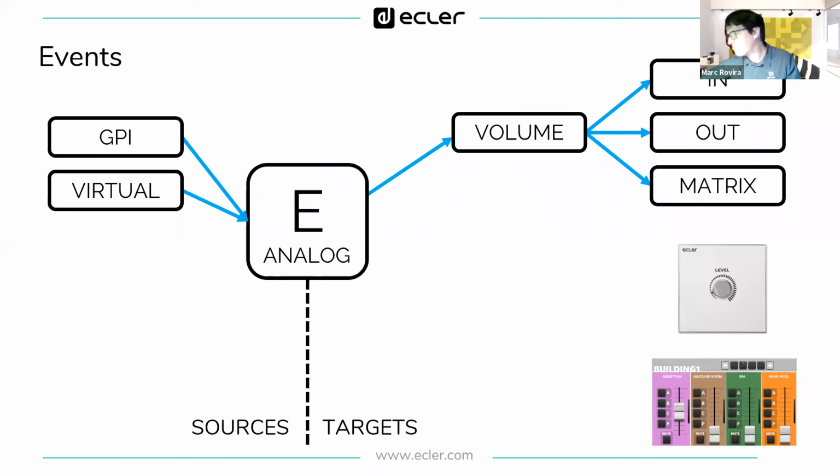Here on the left side, we have the stimulus, the sources. This is the type of event. And here on the right side, we have the actions. So the first type of event is an analog event. The type of source is a GPI, which may be a potentiometer, and virtual, which may be a fader or a rotary mix or whatever on a screen.